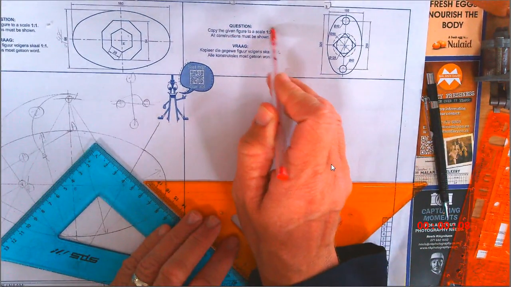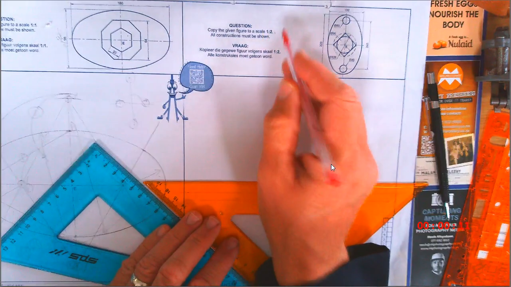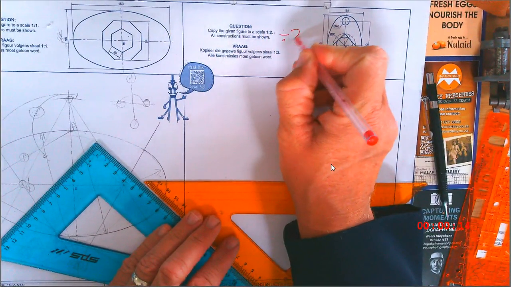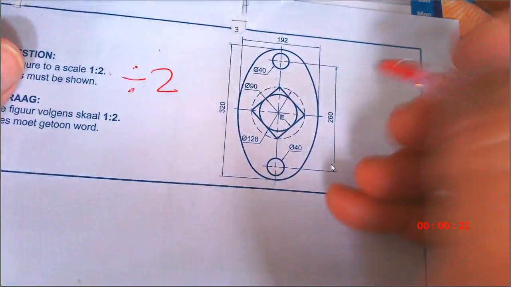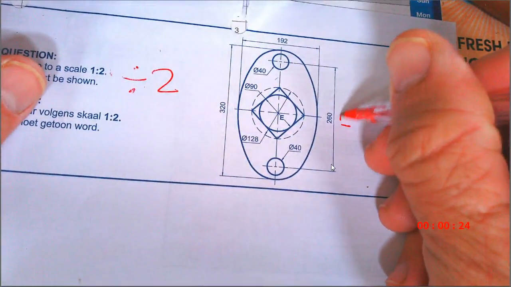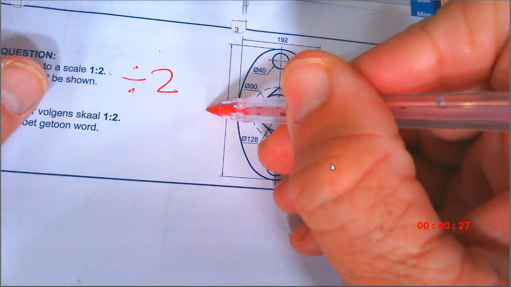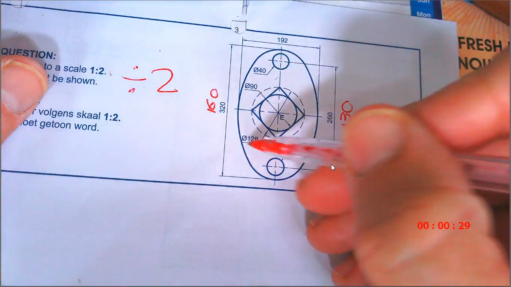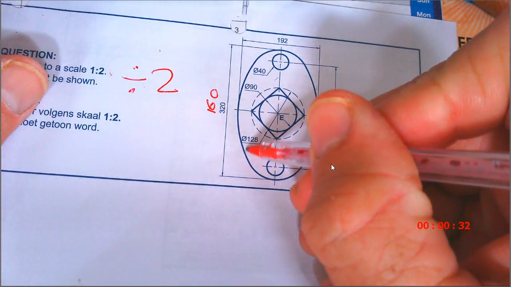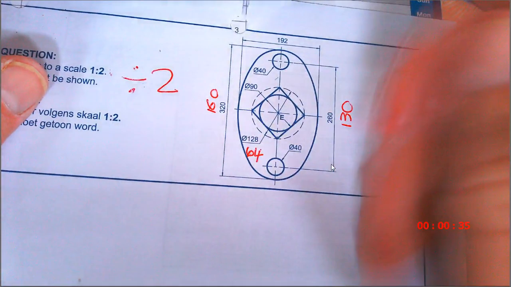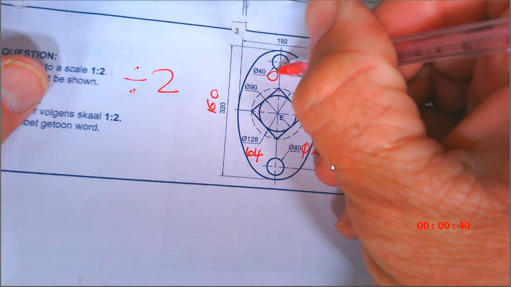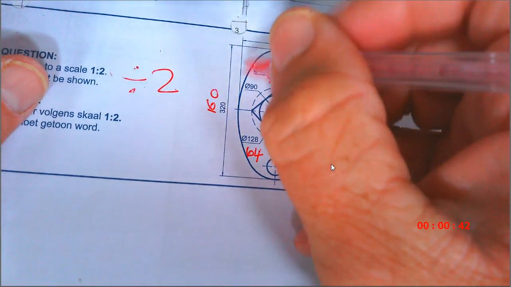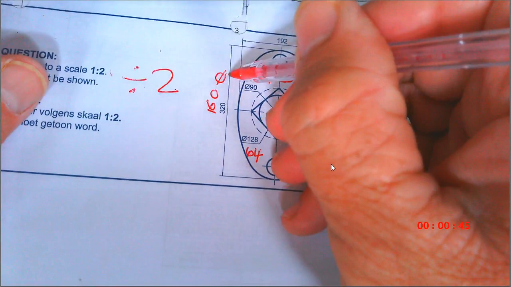So we said that the scale here is scale 1 to 2. So that would mean you divide everything by 2. So if I'm going to look at these numbers, I'm just going to zoom in there. Those numbers are 260, which is going to become 130. The 320 will become 160. The 128 becomes 64. The 40 becomes diameter 20. Diameter 20. Diameter 45.